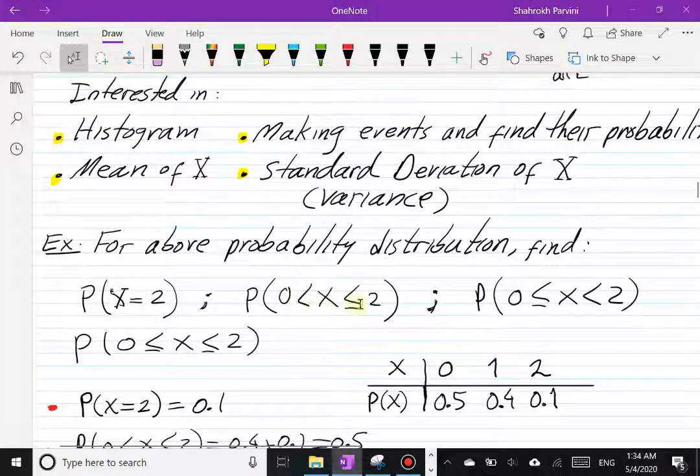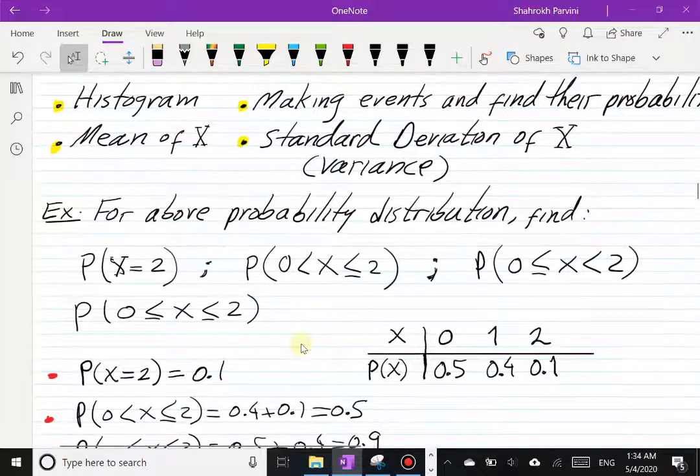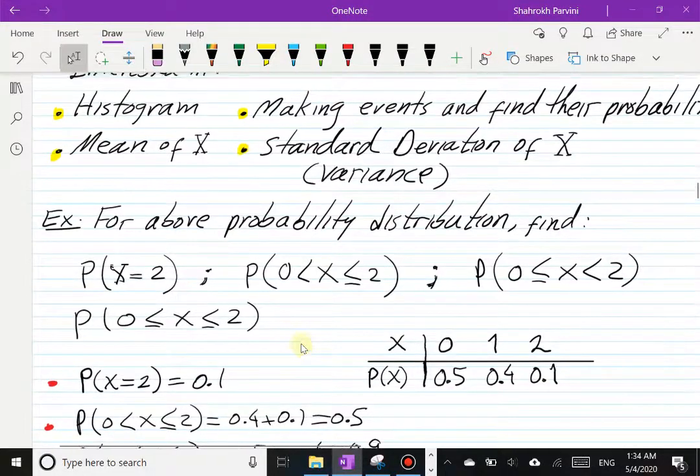Probability between 0 to 2. Now notice, by the way, it's inclusive of 2, means x could be 2. I could have 2 accidents, but more than 0. More than 0, so 0 is not included this time. So the probability of between 0 to 2, exclusive of 0, inclusive of 2, is going to be what?